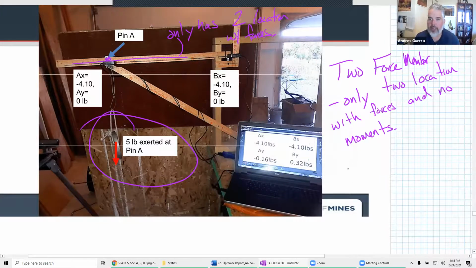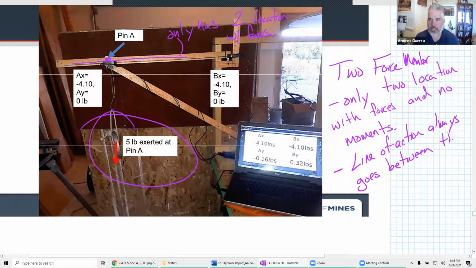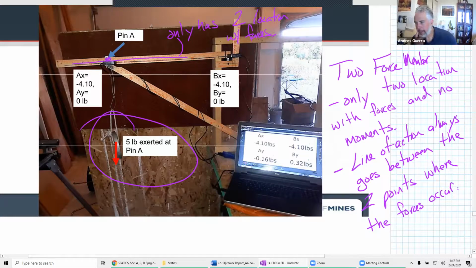Okay, what that means is that the line of action always goes between the 2 points where the forces occur. It doesn't matter how many forces I have at those 2 locations.